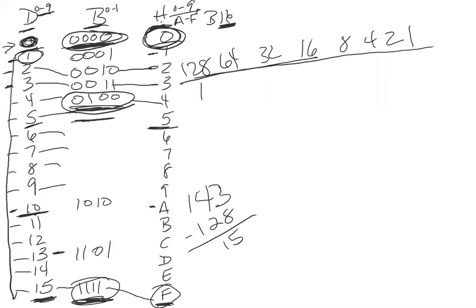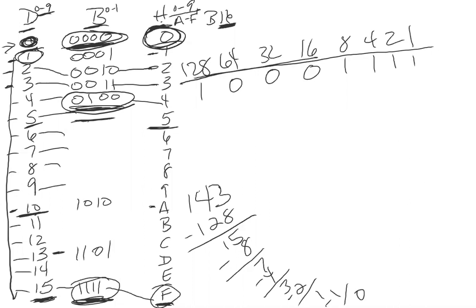So can we subtract 64? No, we cannot. Can we subtract 32 from 15? No, we cannot. 16 is too high, but we can subtract 8. That gives you 7. Can we subtract 4? Yes, we can. That leaves 3. Can we subtract 2? Yes, we can. That leaves 1. And there's your last one to give you 0.